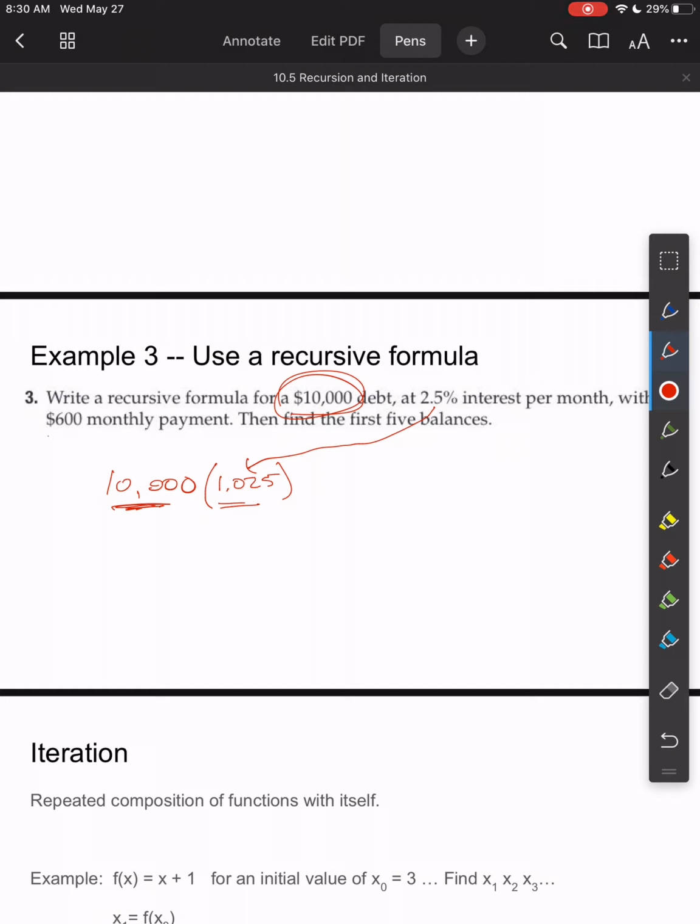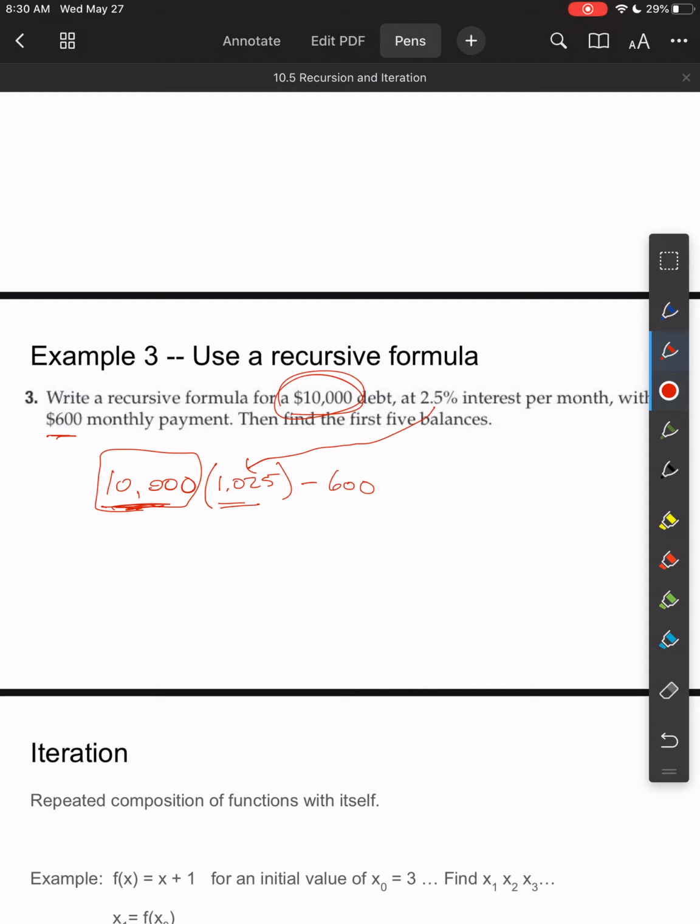But then we're also paying $600 a month, so subtract 600. What they want us to do is write a recursive formula for this, and then find the first 5 balances. To find the recursive formula, basically I would drop this piece out, because I want to be able to use this formula for anything.